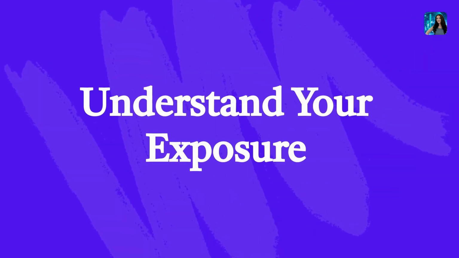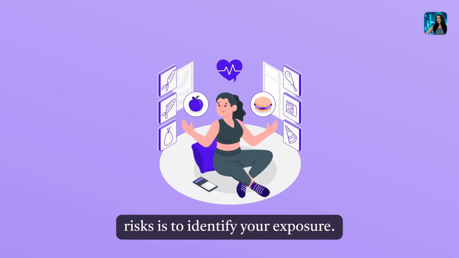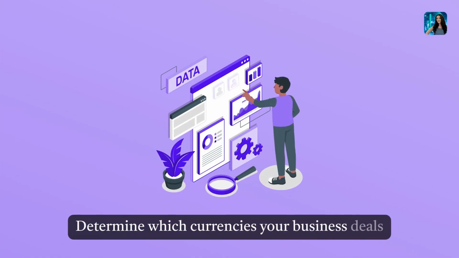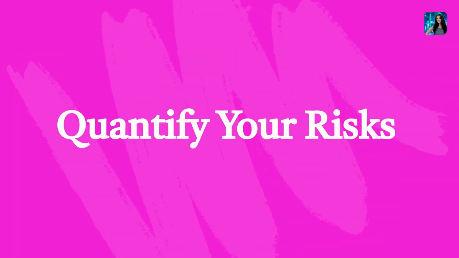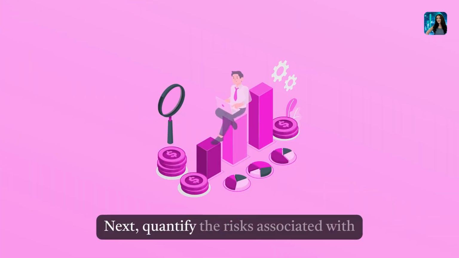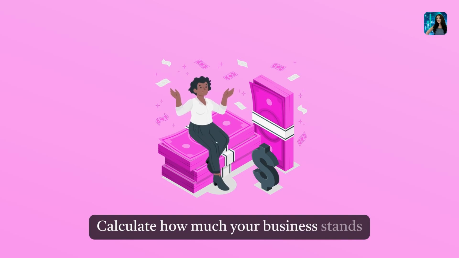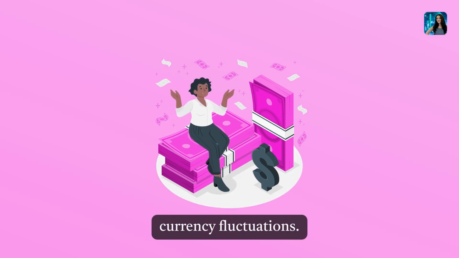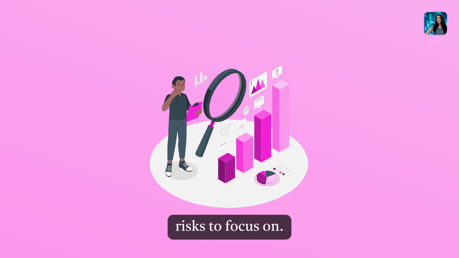Understand your exposure. The first step in managing currency risks is to identify your exposure. Determine which currencies your business deals with and the potential impact of exchange rate fluctuations on your financials. Quantify your risks. Next, quantify the risks associated with each currency. Calculate how much your business stands to gain or lose due to currency fluctuations. This will help you prioritize which risks to focus on.